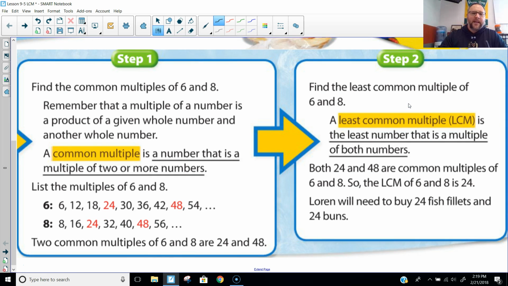Now down here are the steps that I just went through, and it talks about the common multiples and least common multiples as well. You can look at this to help you out when you're working on your independent practice on your own. But let's look at our independent practice together.